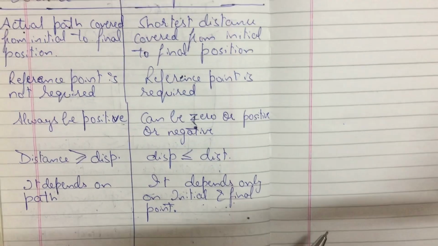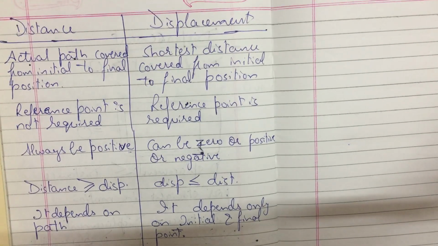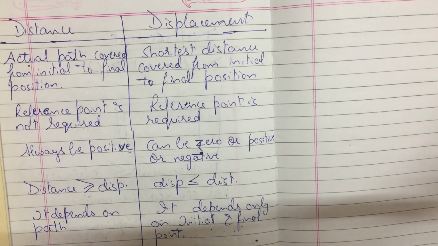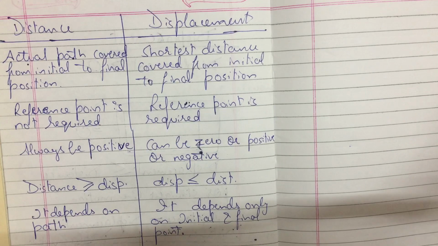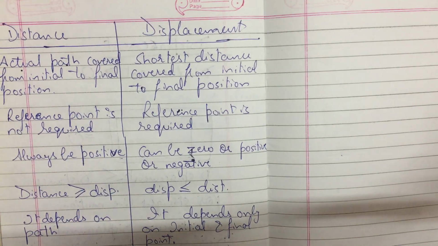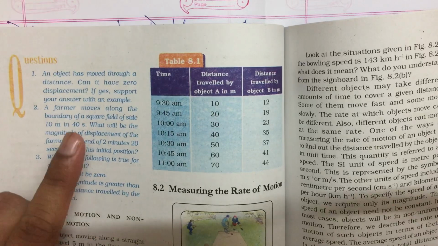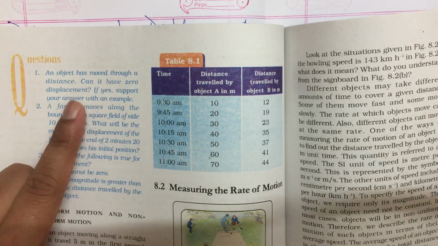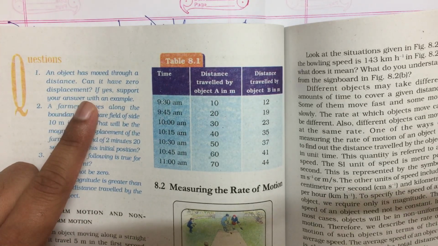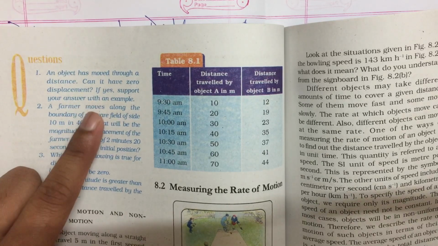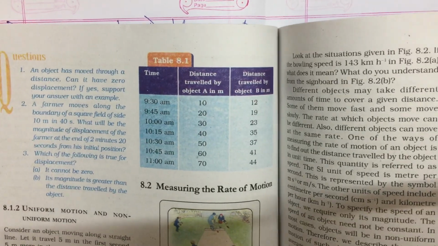So these are the differences we have discussed in this video. Now let us discuss this in-text question which is available on page number 100 of this NCERT textbook. Question number first: an object has moved through a distance. Can it have zero displacement? Yes, of course it can have zero displacement.